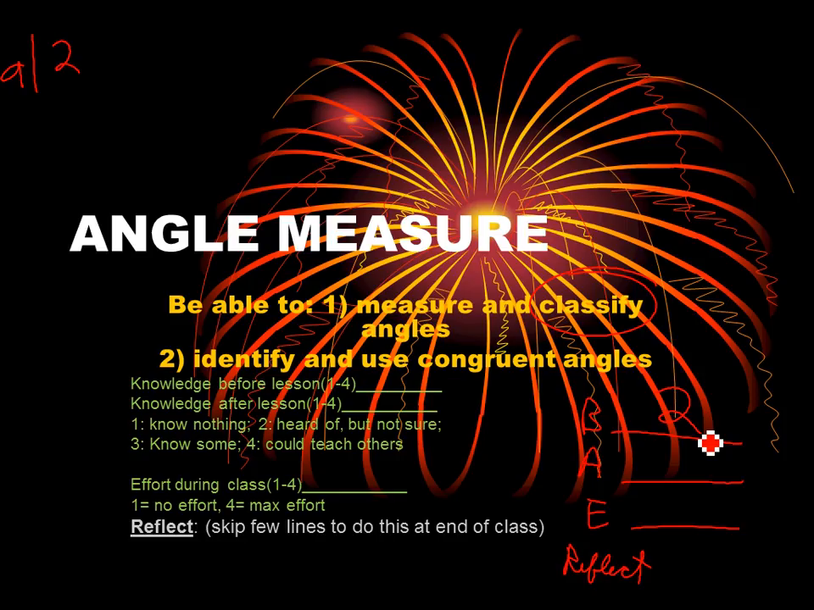What's congruent mean again? Same. Same measures. Anytime you're talking about congruent, same measures. So if two segments are the same, they're the same length, right? And if two angles are the same, they have the same degrees.